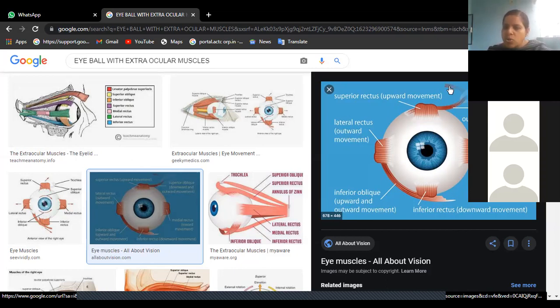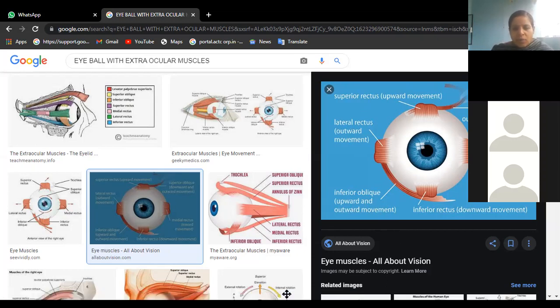Apart from that, we also have superior oblique. This superior oblique is responsible for downward and outward movement, and inferior oblique is responsible for upward and outward movement. So this picture is giving very good information about the origin and insertion of extraocular muscles along with their functions. So we will go back to our PowerPoint now.